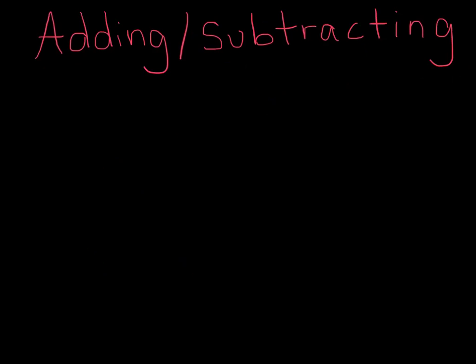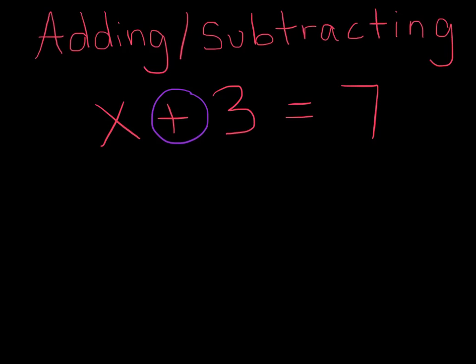First, we're going to talk about equations where you would have to add or subtract. Let's say we have x plus 3 equals 7. Here, I see that my operation is addition, so I'm going to have to perform the inverse operation, which would be subtraction. I'm going to subtract 3 from both sides of the equation. I do that because they're equal. So if I subtract 3 from one side, I have to subtract 3 from the other side because these two sides are supposed to be equal to each other.